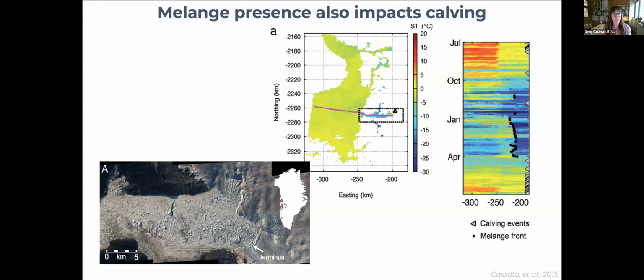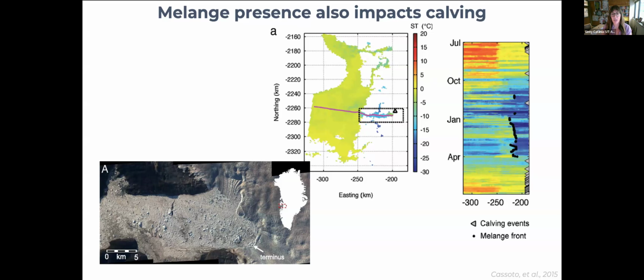And this is one paper that demonstrated this, where they looked at sea surface temperatures. And so this is for Jakobshavn, which is located right here. This is the Jakobshavn Fjord, and this is Disco Bay area. This is all sea surface temperature from MODIS. And this box is delineating this region here, and it's showing sea surface temperature over the course of 1 year, from the summer into winter and then back into summer again.